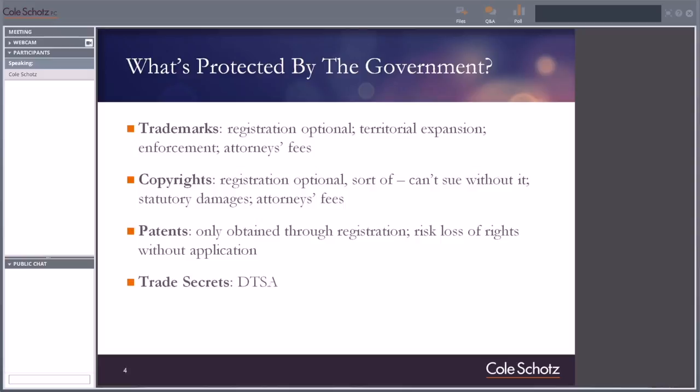So we're going to move on now to what's protected by the government, and I'll hand the microphone back over to Ariana. Thank you, David.